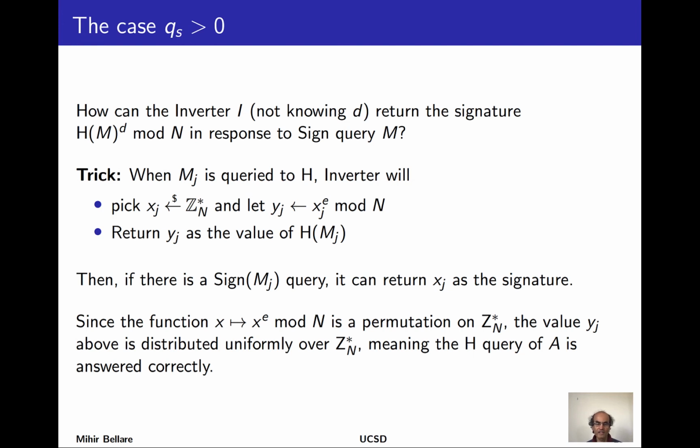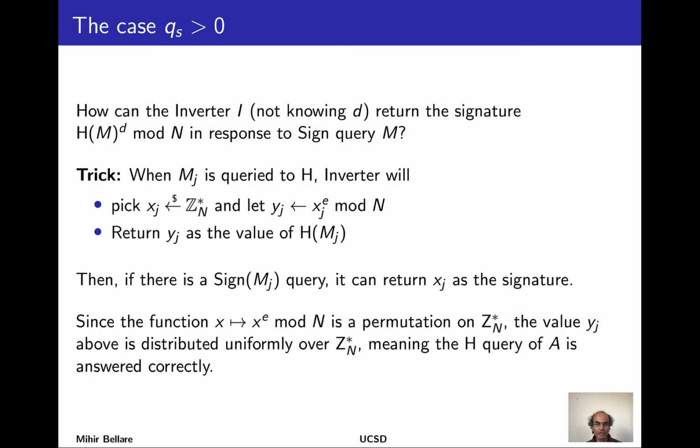Why is it paradoxical? Because the goal of the inverter is to raise its input Y to the D. If it can raise things to the D, it doesn't need A at all. It could just raise Y to the D and be done. So how is this possibly all going to work out? The answer is that the inverter controls the random oracle. It simulates it. So what it's going to do is play with that.